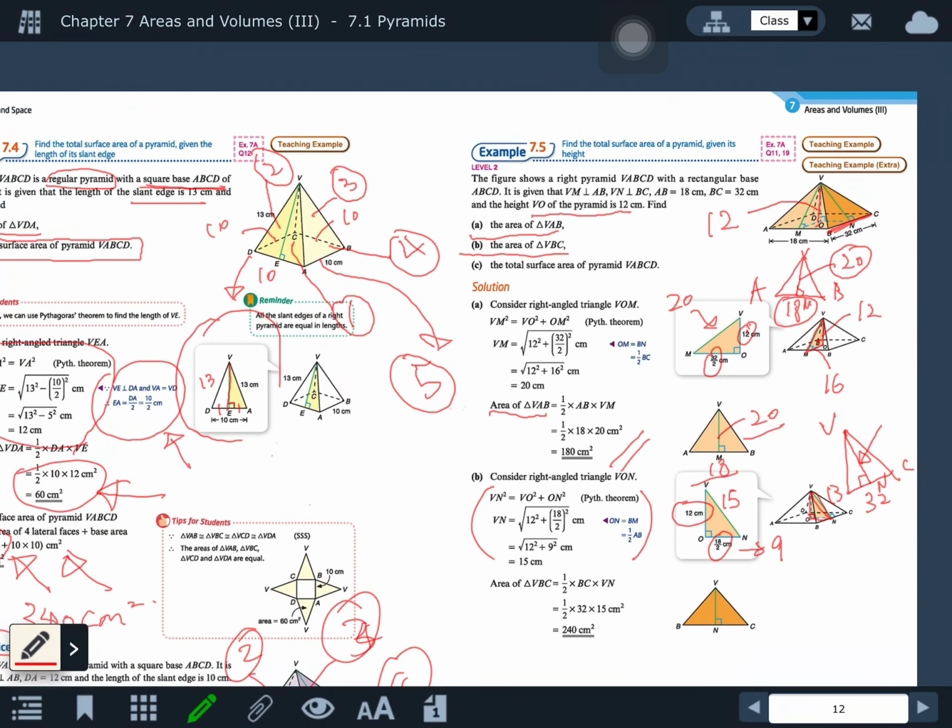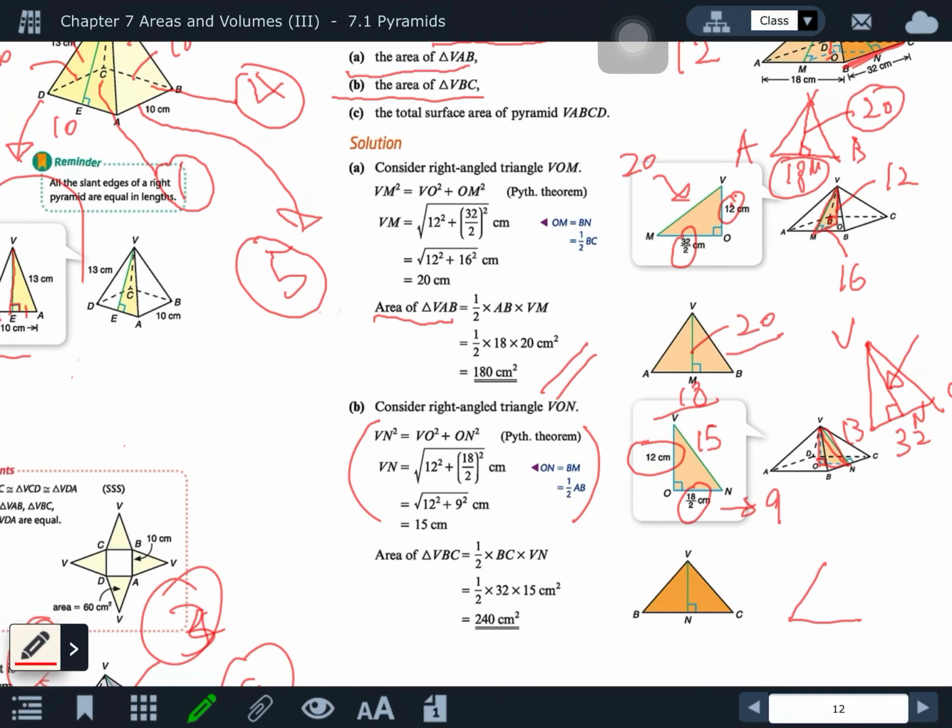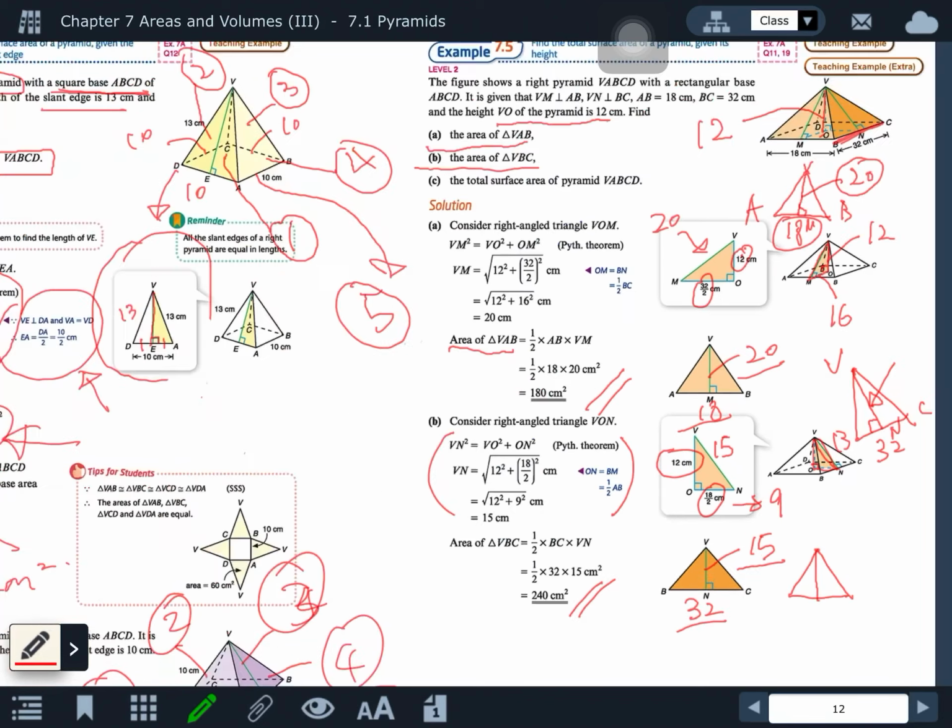Okay, if this is 15, then we have the height. The height VN is 15, and the length of BC is 32. So base times height divided by 2, and we calculate the area to be 240.